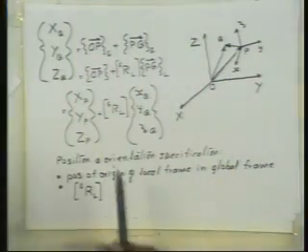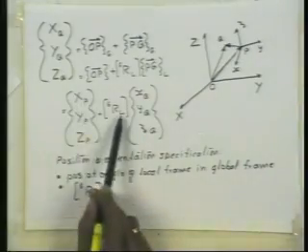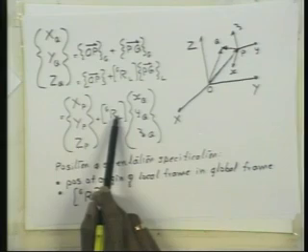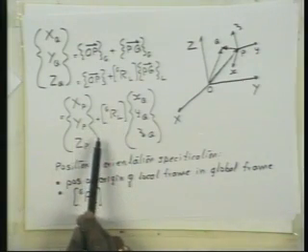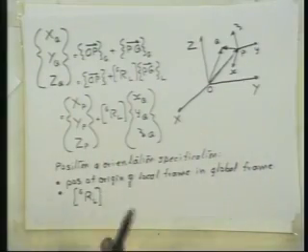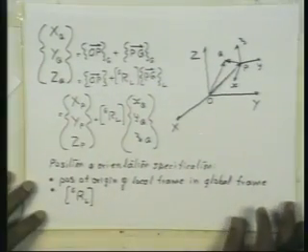So basically, if you fix this, then the body translates when you change this, and if you fix this and change this, the body rotates about the point P. That is why it's called the rotation matrix.